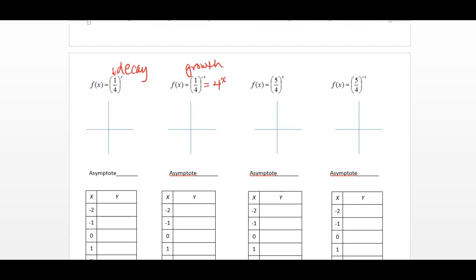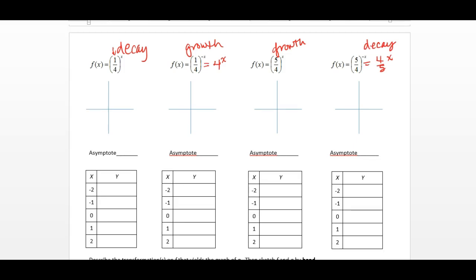All right? So 5/4, it's a fraction, right? Well, that doesn't, but it's greater than 1. It's more than 1. So this is called a growth function as well. 5/4 here appears to be growth, but it has a negative exponent. So that's the same as 4/5 to the x. So 4/5 is less than 1. So this is considered a decay function. All right? So let's graph these guys and figure out the asymptotes, okay?